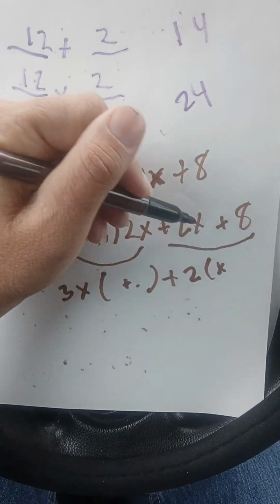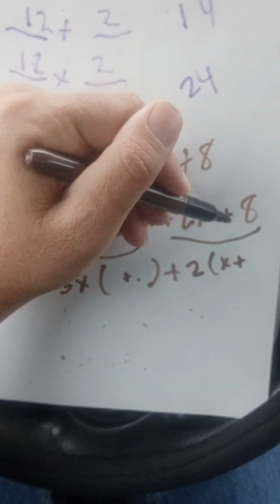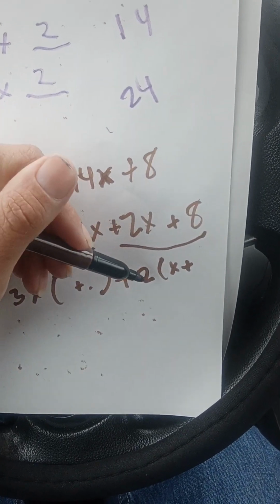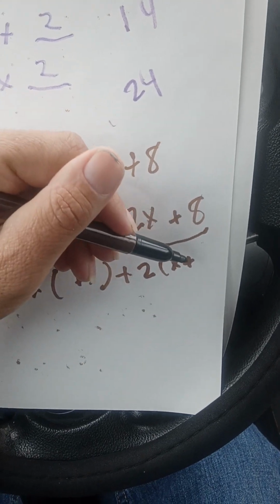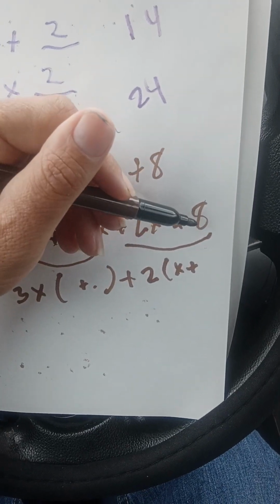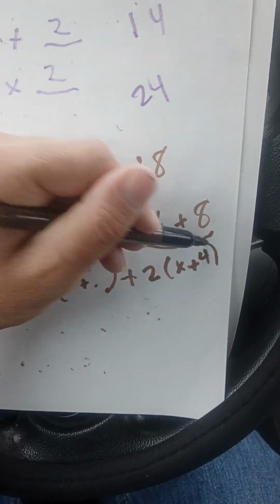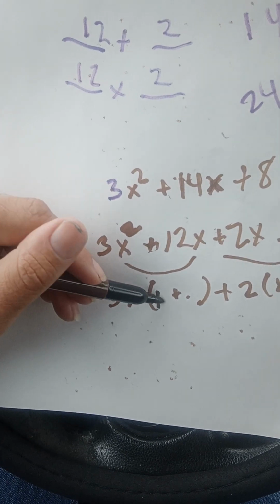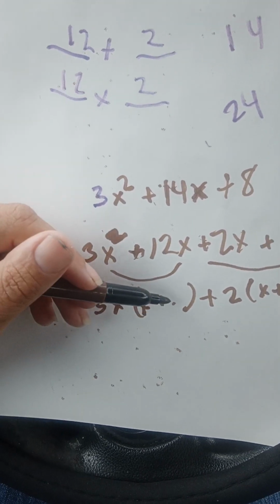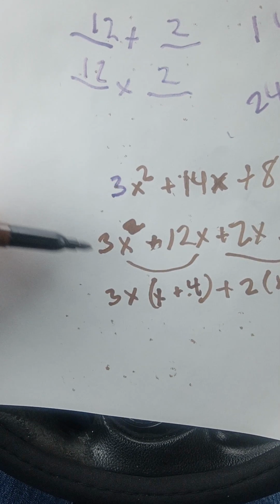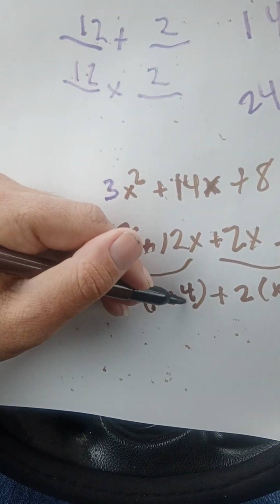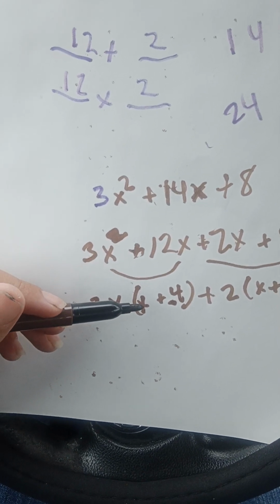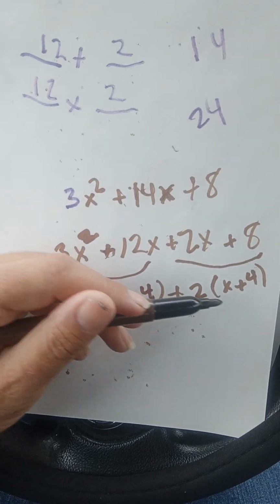And of course, 2 times x is 2x, and we know we're dealing with addition. Factoring 2 out of 2x, you get x. Pulling a 2 out of 8 leaves you with 4. 3x times what equals 3x squared? That's x. 3x times what equals 12x? That's 4. Sorry about the dot. Didn't mean to draw a dot there. So 3x times x plus 4, plus 2 times x plus 4.